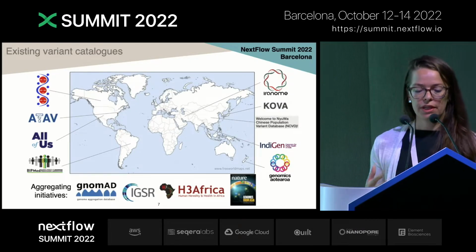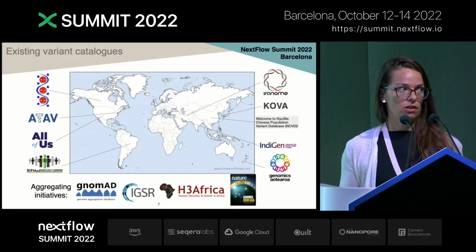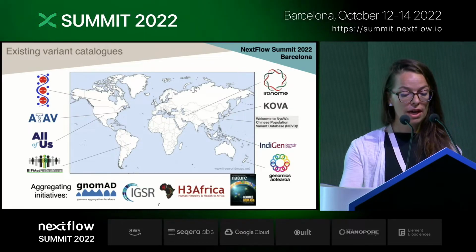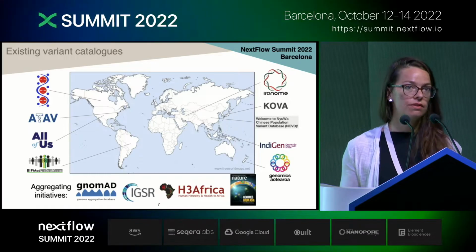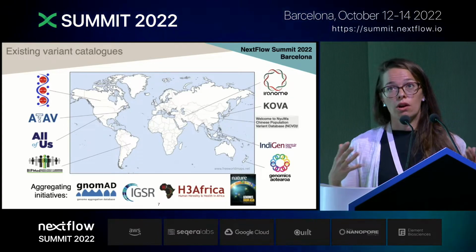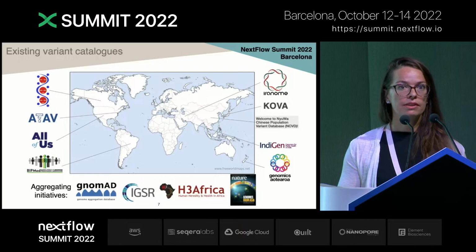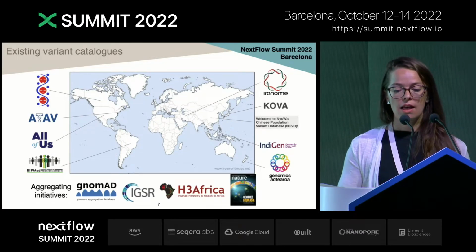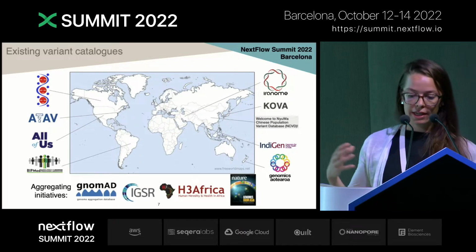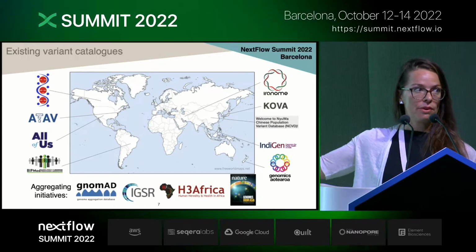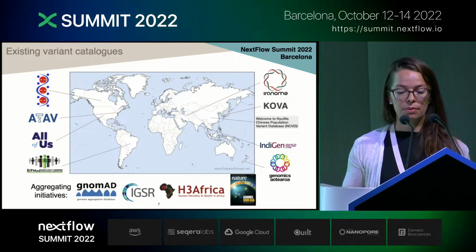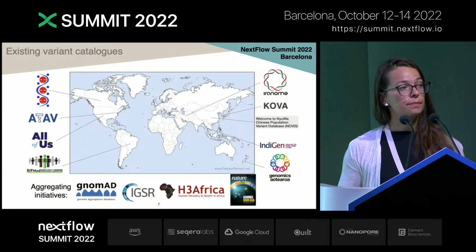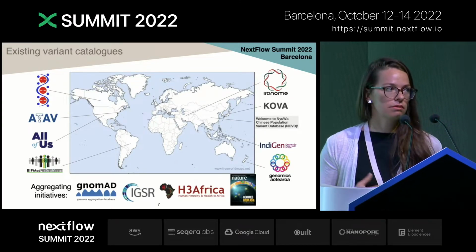And this is not a new idea. There are a lot of variant catalogs now around the world. The main one is gnomAD. It's an aggregated initiative. They have a lot of participants with European ancestry, also African American and Latino ancestry. And some are more targeted towards some populations, such as the Iranian one that works with the Iranian population. There is some project in Africa. There's a project in Brazil. So this concept is not new.